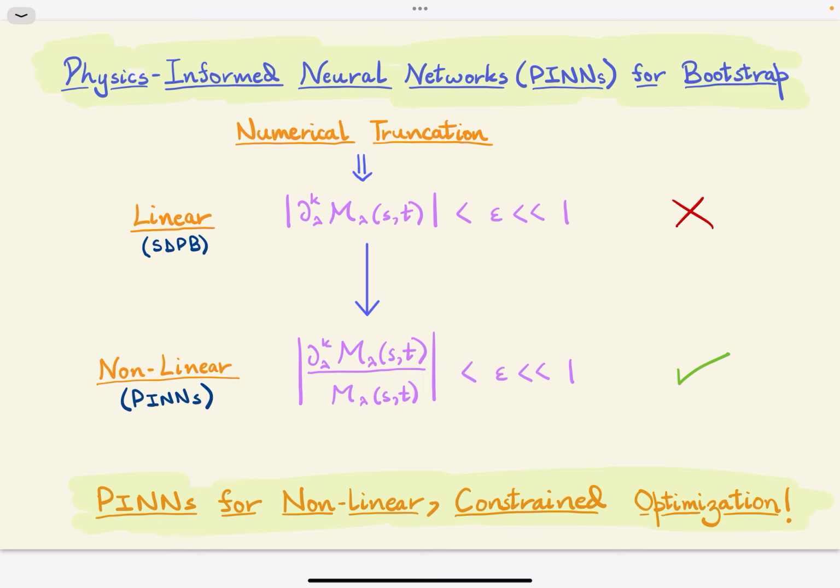But now this problem is no longer a linear optimization problem which you could have solved by something like SDPB. It's a non-linear optimization problem, and that is why we use physics-informed neural networks. We use them to do non-linear constraint optimization.